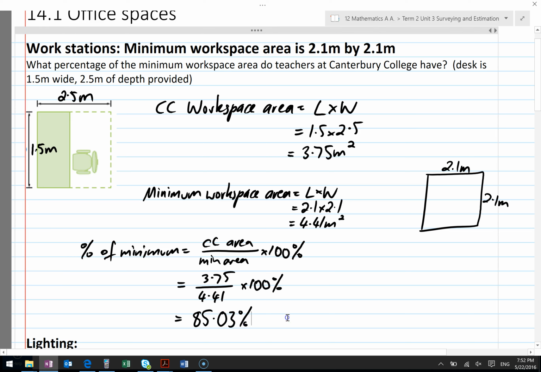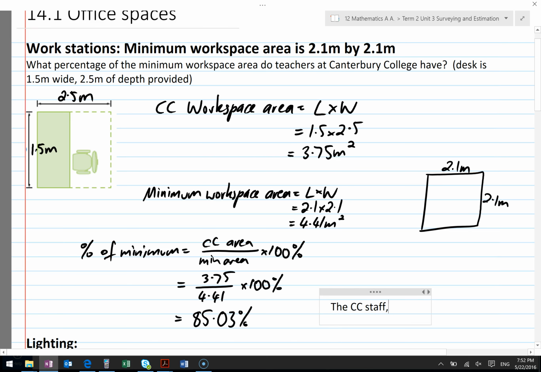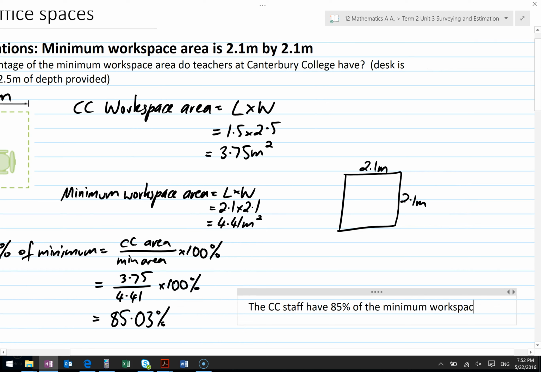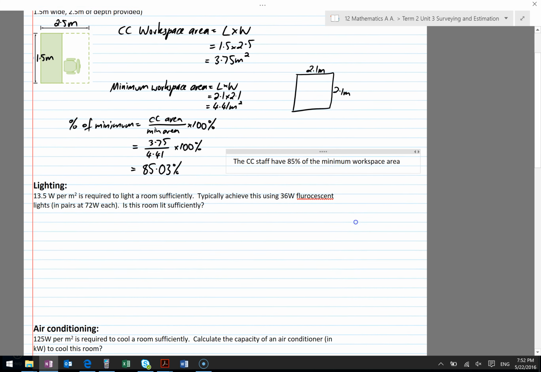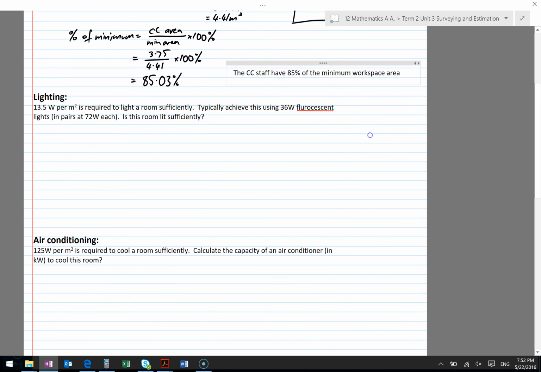Okay, and I make sure I make some statement down here as well, something to indicate how outraged we all are. Okay, the CC staff have 85% of the minimum workspace area. So a lot of these problems are just finding areas of rectangles and comparing to something else.